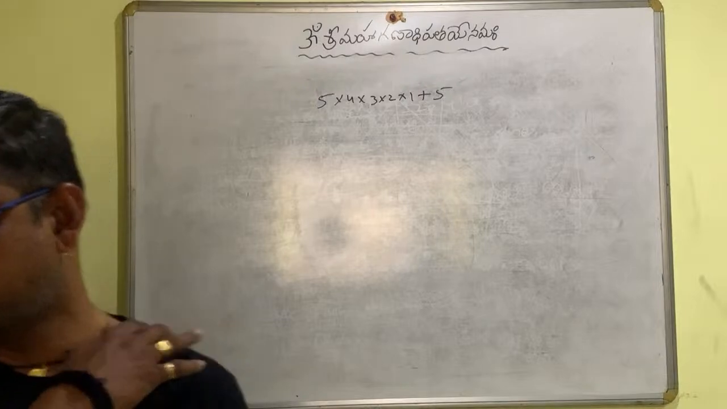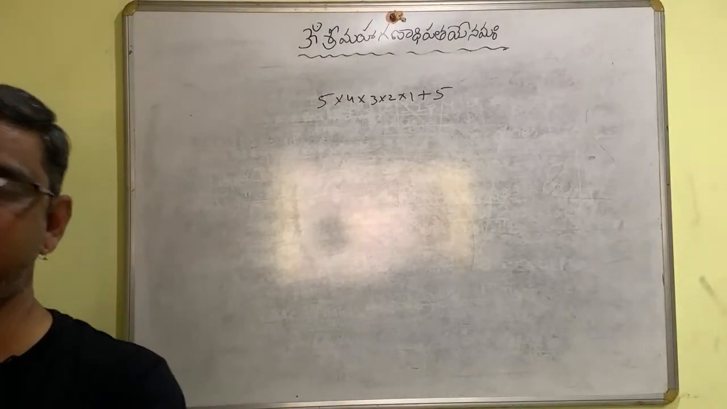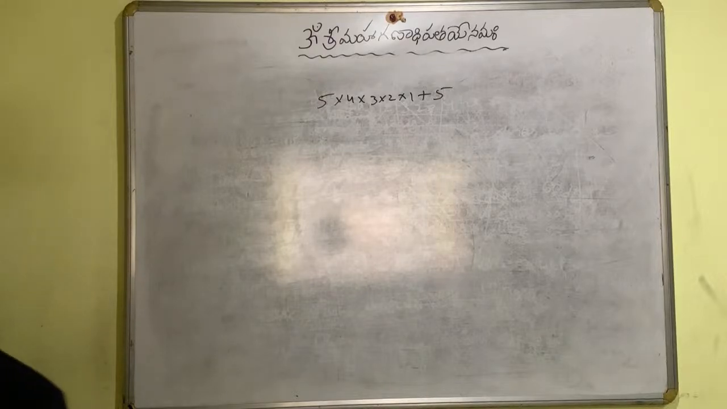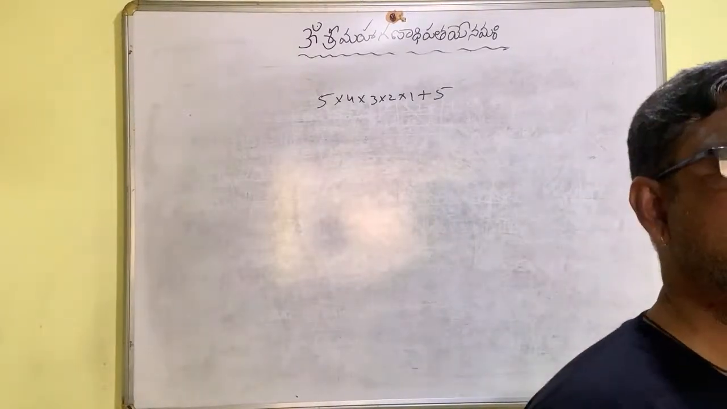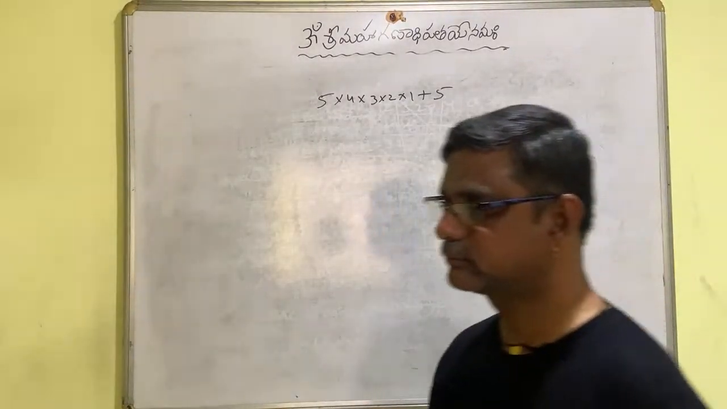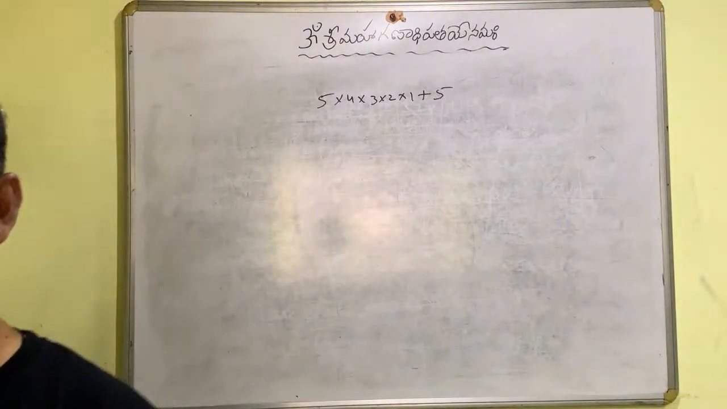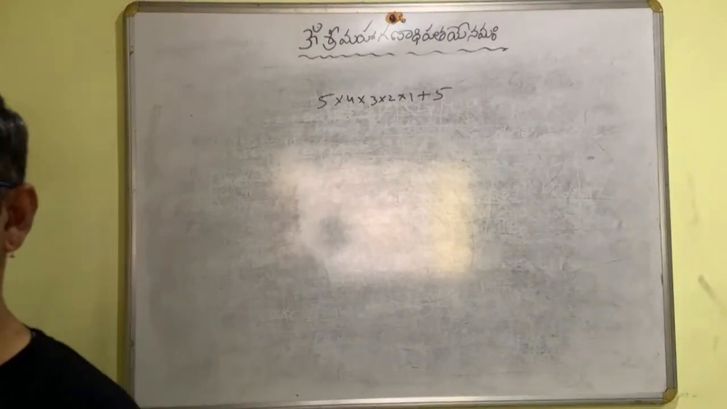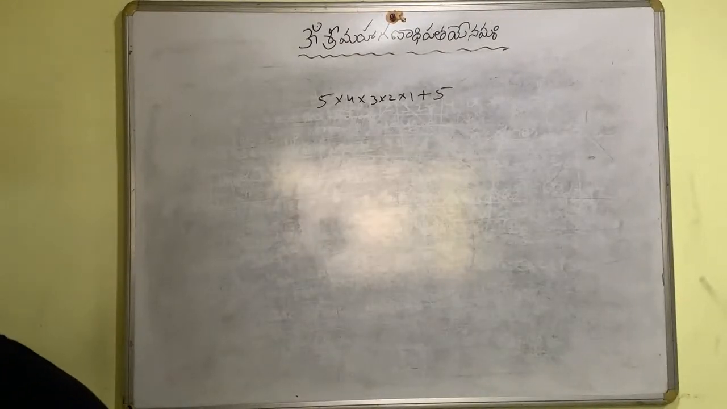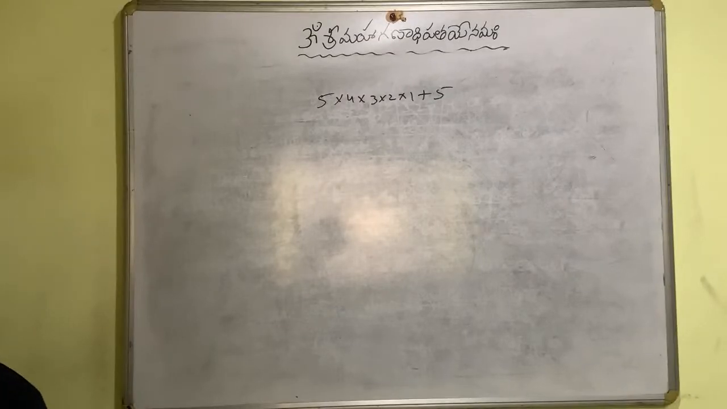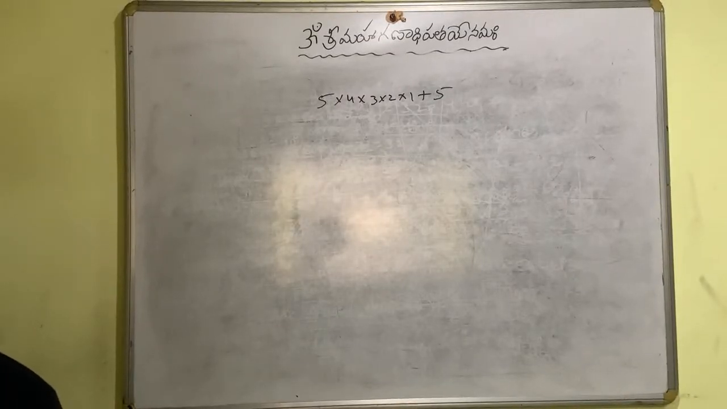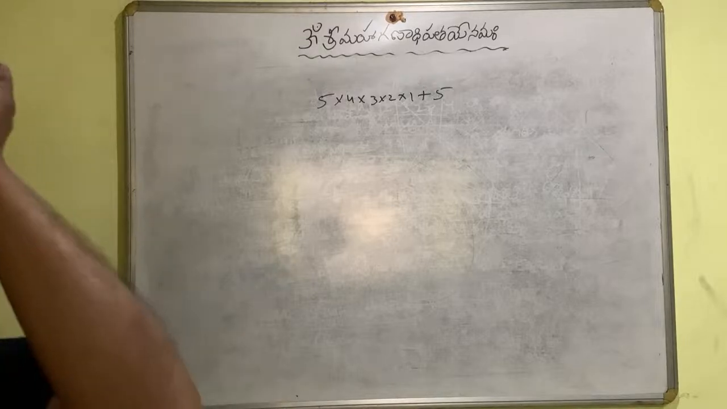What is a composite number? Anyone? What is a composite number? No one is answering. It should have at least 3 factors. A number which has more than 2 factors. A number which has more than 2 factors other than 1 and itself.